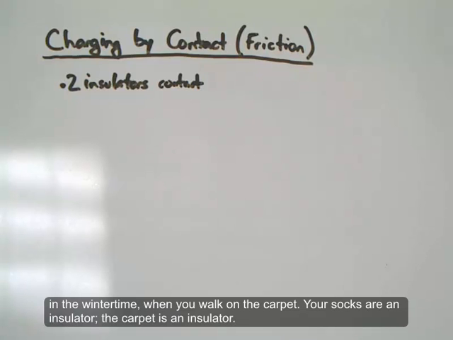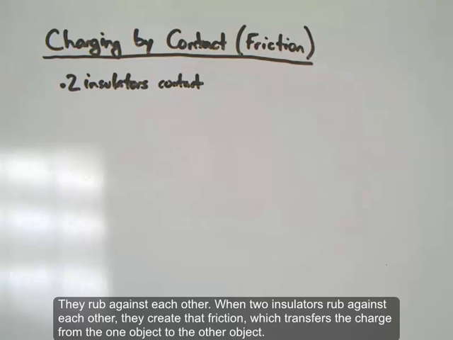If you walk on the carpet, your socks are an insulator and the carpet is an insulator. When those two insulators rub against each other, they create friction, which transfers the charge from one object to the other object.